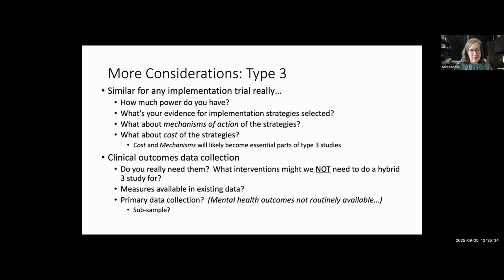In terms of intervention outcome data collection, you might want to think about, do you really need them? You might not need effectiveness outcome data and might not need to do a hybrid. If you do, what things would be less burdensome, right? Are there measures available in existing data? Can you avoid primary data collection? If you're doing a mental health intervention here at the VA, there's a lot of measures that are collected as part of usual care. Are there things you can use that would reduce the burden on both your participants and your study?